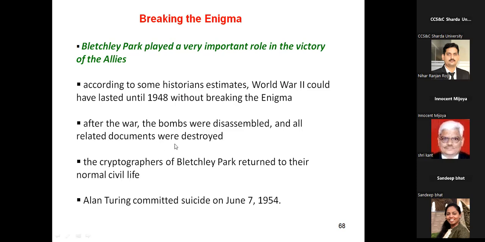After the World War, the bombe was disassembled and all the related documents were destroyed. The cryptographers basically returned to their normal civil life, and Alan Turing, that great scientist, has gone.